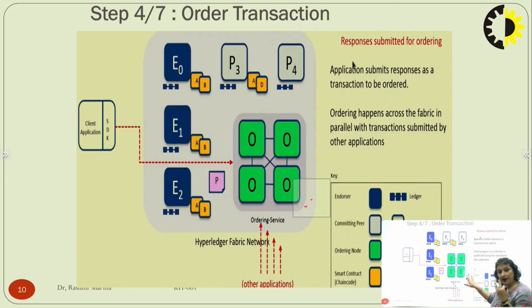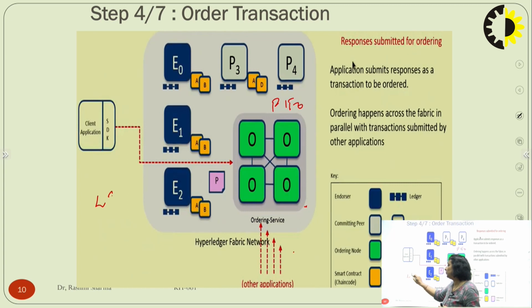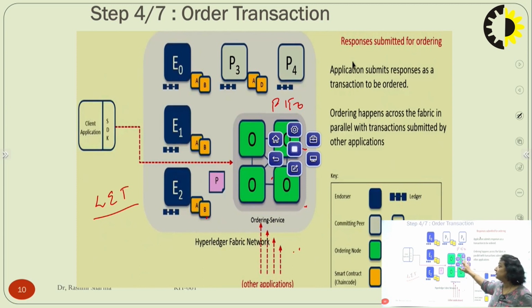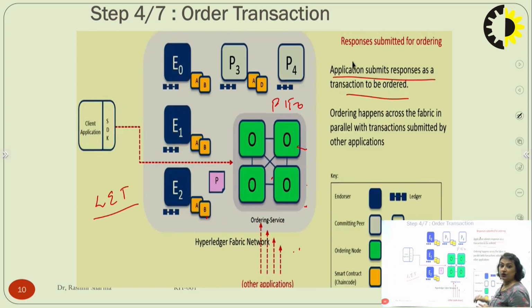We can have multiple Hyperledger architectures accessing these ordering services, or one particular architecture can have multiple ordering services. For example, this one can have a FIFO order, another may have a least execution time order, LET. So we can have n number of ordering services. Depending on what policy we require for our client application transactions, we go for that particular ordering service. One specific architecture can have multiple ordering services, or multiple networks can have a single ordering service. Many to many is possible. So here the application submits the responses of the transaction which it has received to the ordering service, and the ordering happens in the Fabric in parallel with the transactions connected with other applications. So you can have other applications also accessing the same ordering service.